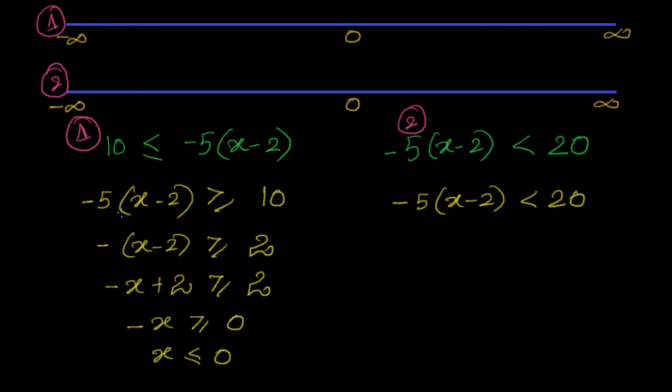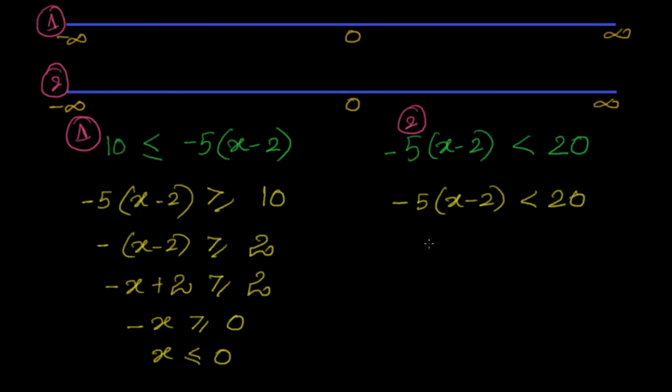Let's look at the next one. How have we done that? We have divided by 5, then afterwards we simplified it. We have negative, so we have converted that. We got x less than or equal to 0. That means the first one's solution is x less than or equal to 0, so minus infinity to 0, everything is there.